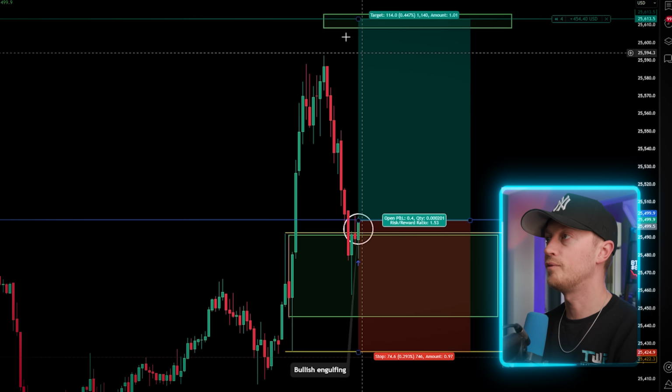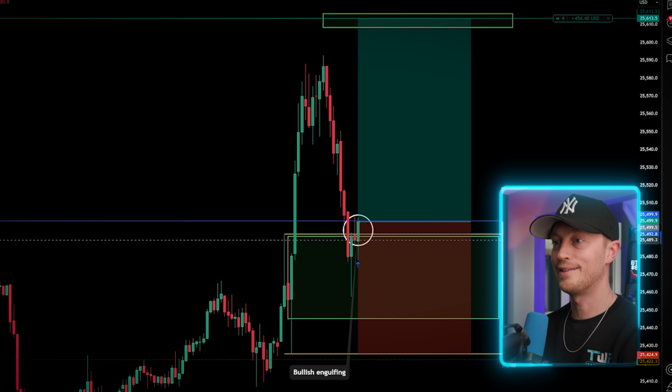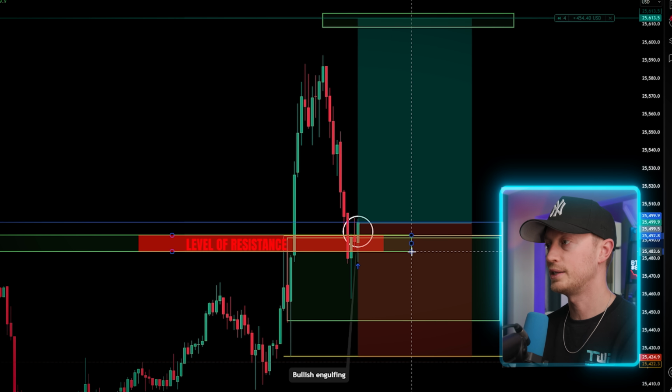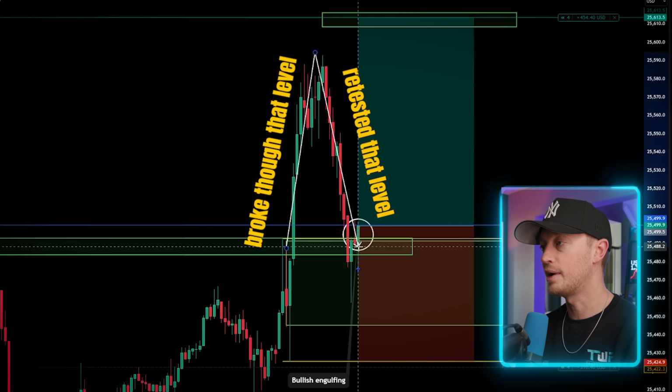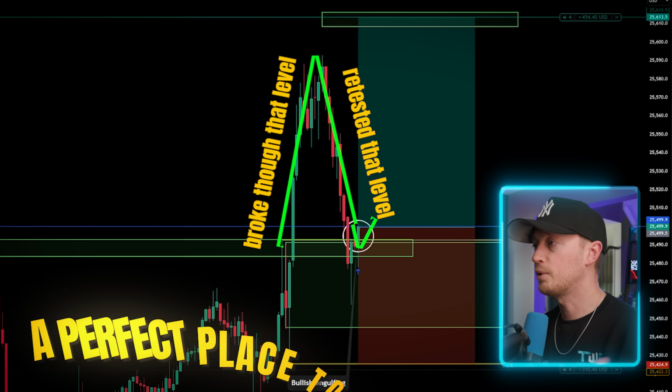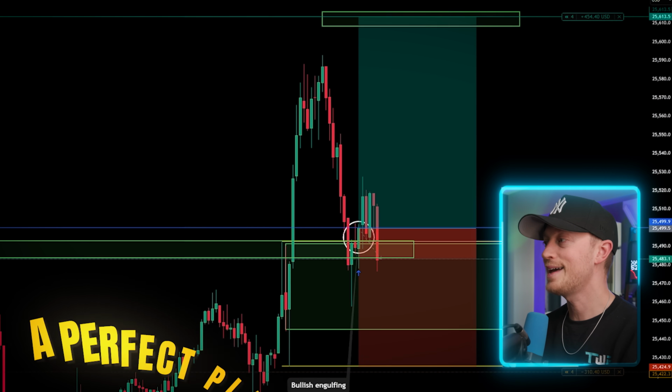And for an extra confluence on this trade, you can see I had a level of resistance right here, and price recently broke through the level and then retested that level right here, gave us the pattern. So a perfect place to enter a trade. Let's lay that position out.